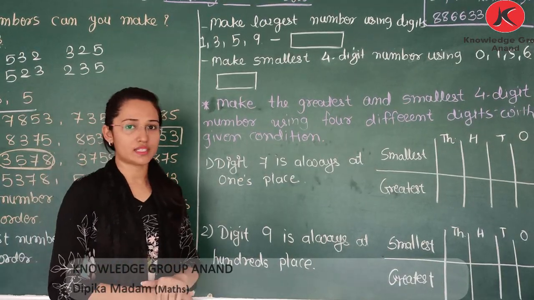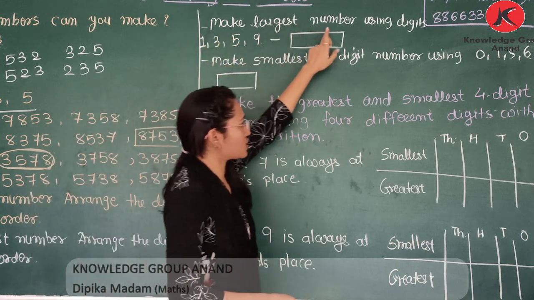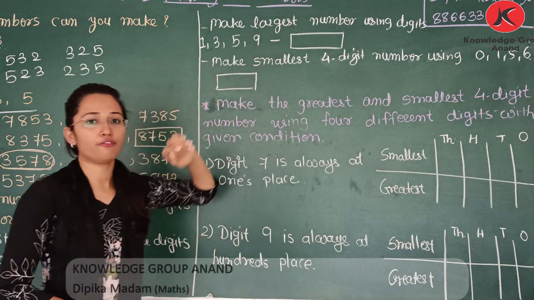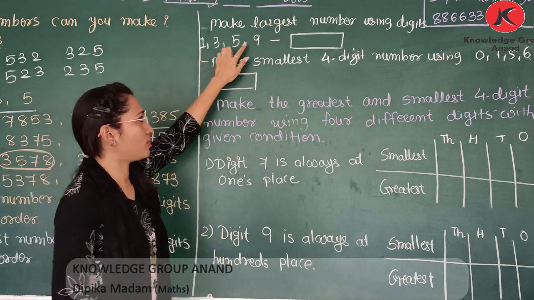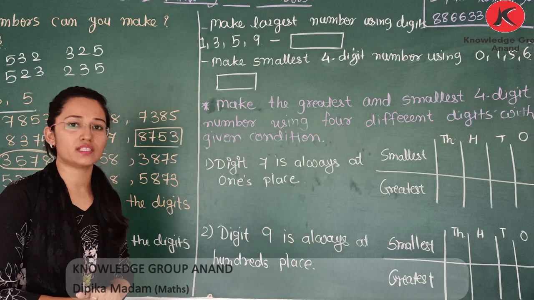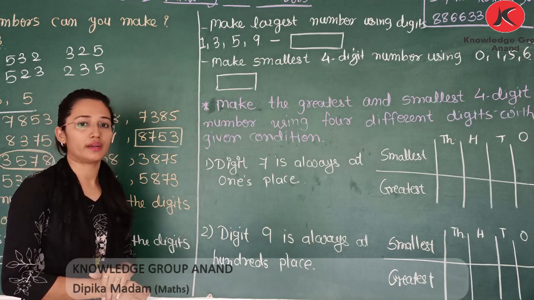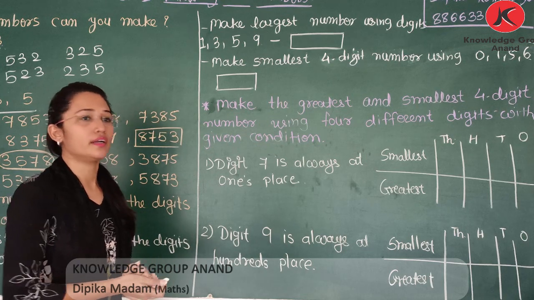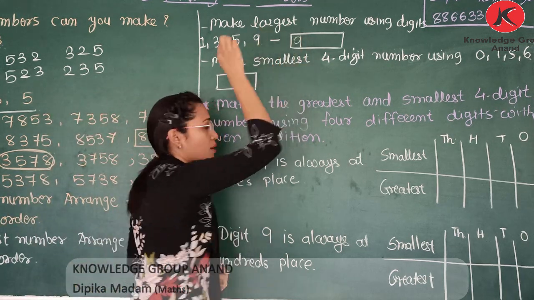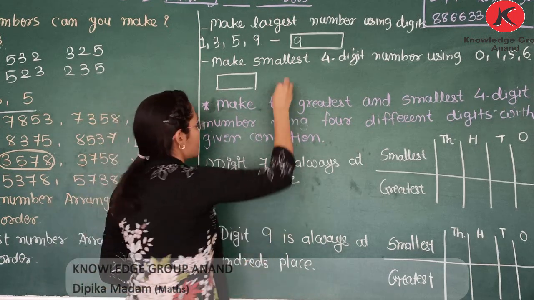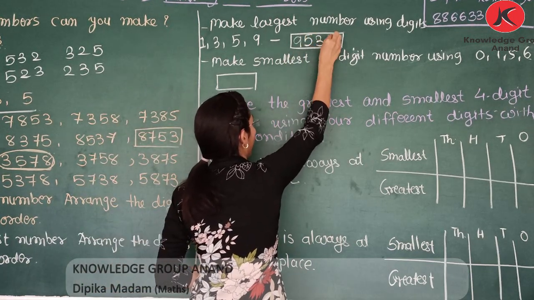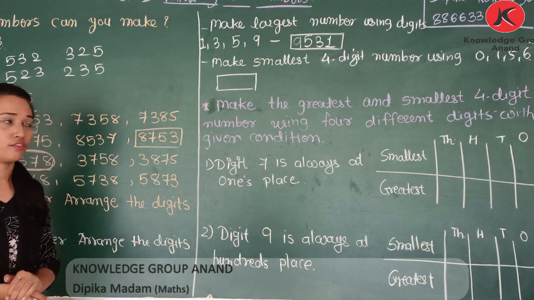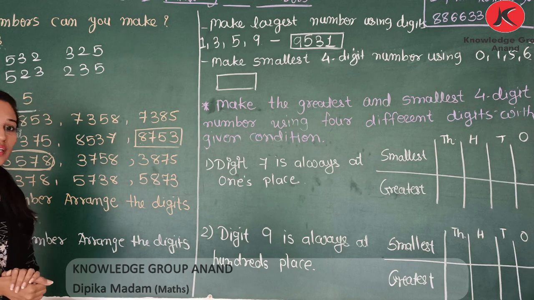Here one example is given. Make the largest number using digits 1, 3, 5 and 9. Here you have 4 digits 1, 3, 5 and 9 and you need to write the greatest number. So how can we make the greatest number using these 4 digits? You need to arrange the digits in decreasing order. So the first digit will be 9, that is largest, then 5, 3 and 1. So the answer is 9531. We arrange the digits in decreasing order.